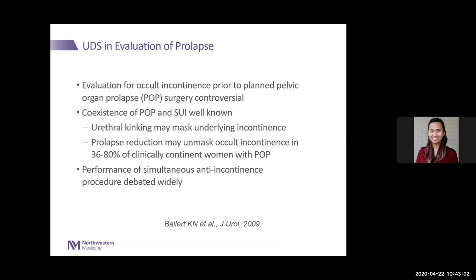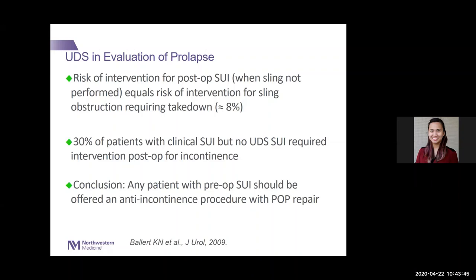Okay, what about prolapse? So why do we reduce the prolapse in women if we're going to do urodynamics? Well, we're going to want to evaluate for occult stress incontinence. And we know that when your bladder is hanging down, which a lot of prolapse is, anterior and apical, the urethra is kind of kinked and it masks underlying incontinence that they otherwise would have. So if you reduce the prolapse in patients that are continent by history, you may unmask that. This can help you decide whether or not you want to do an anti-incontinence procedure. And there's debate in the female pelvic medicine world. Some people do a sling on everyone that they do a prolapse repair on. I go by either history or a reduced cough stress test.